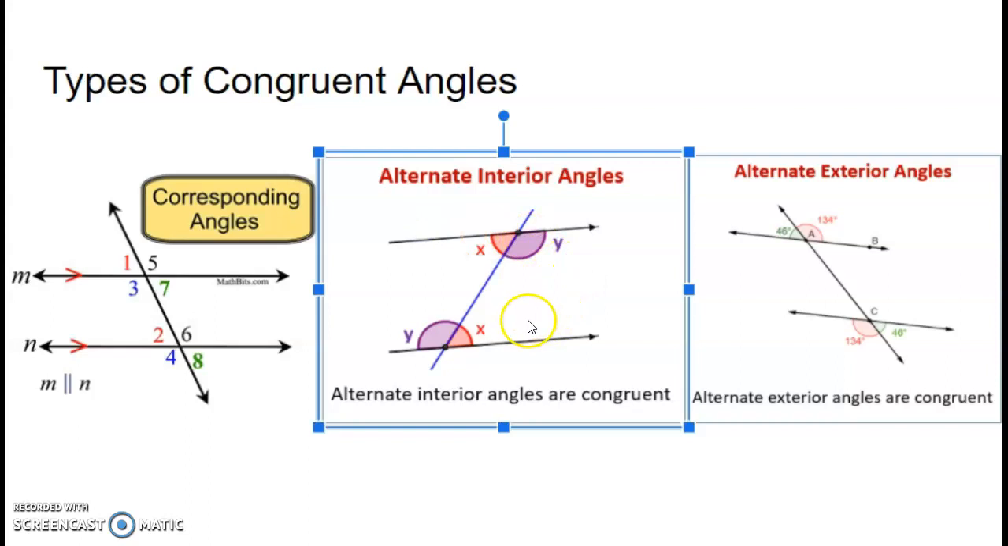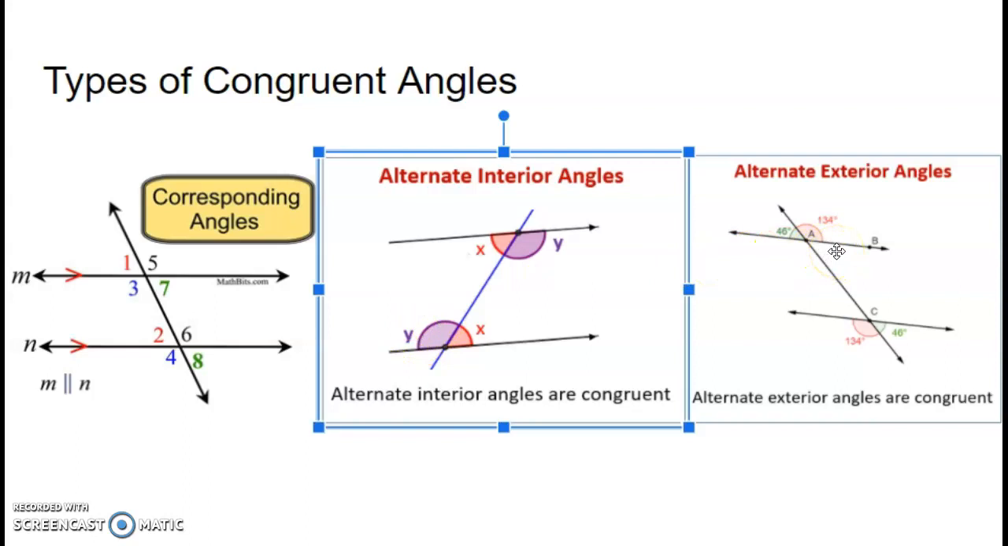Okay, we also have alternate interior angles. All right, here's the transversal cutting through these parallel lines. We have these two parallel lines and we have this blue transversal right here. Alternate interior angles, alternate meaning opposite, right? Interior meaning on the inside. They're on the inside of the parallel lines, right? So alternate interior angles are congruent. They are equal to each other. And the same with y. Those y angles are also equal to each other.